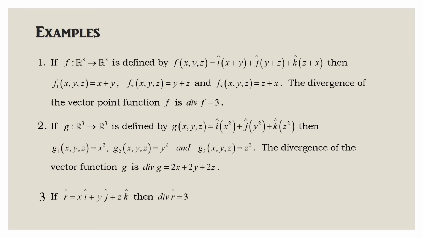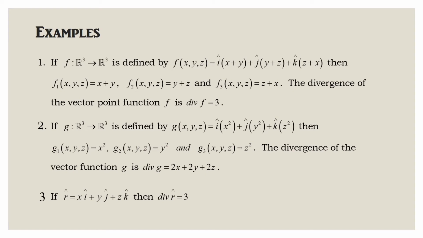Let's understand the finding of the divergence of a given vector field by using a few examples. As a first example, let us consider a vector field f from R3 to R3 defined by f of x, y, z equals (x plus y) i cap plus (y plus z) j cap plus (x plus z) k cap.